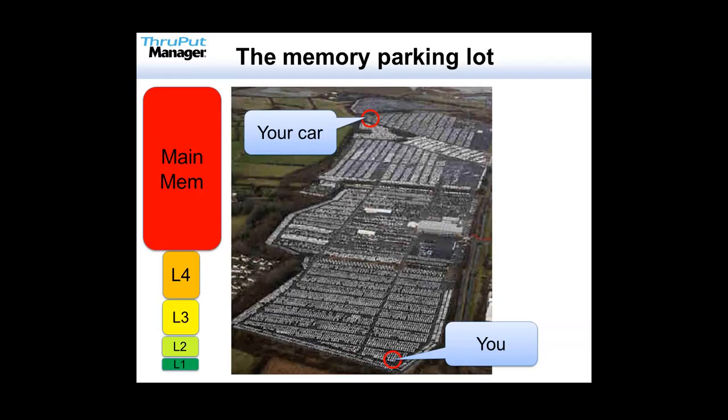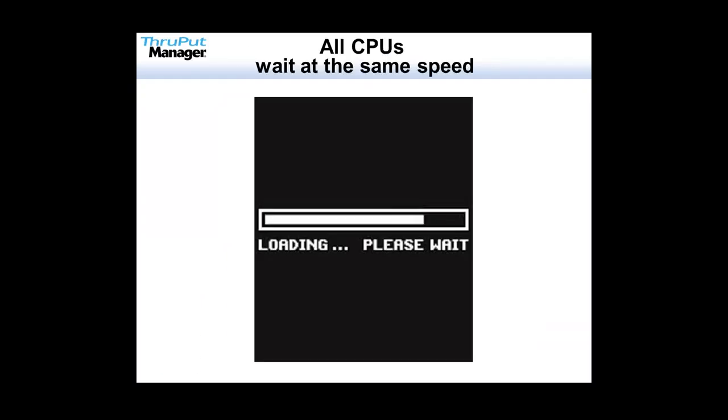Which brings us to our next point. I love this old joke. If a 3 gigahertz processor is waiting for a cache miss and a 5 gigahertz processor is waiting for a cache miss, which CPU waits faster? Of course, all CPUs wait at the same speed.